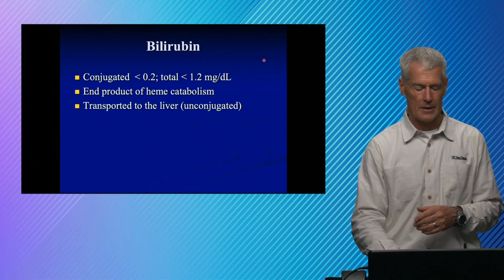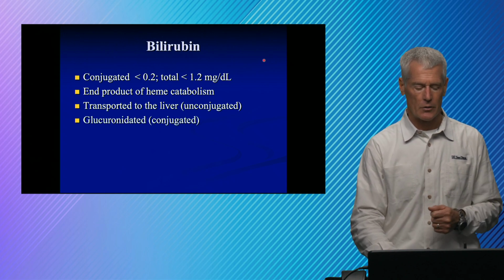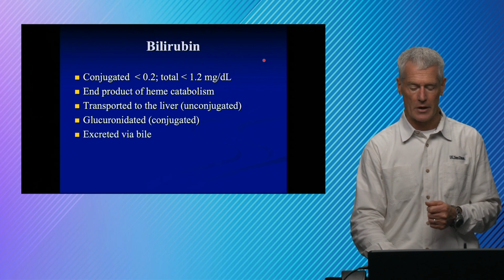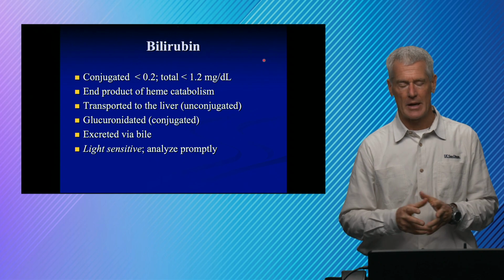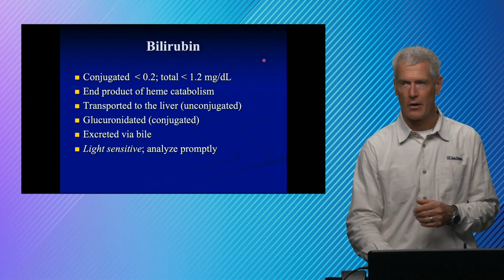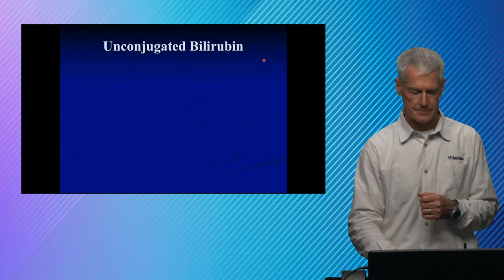It's the end product of heme. It's transported unconjugated, bound to albumin. It's glucuronidated in the liver, and it's excreted in the bile. It is light sensitive, and so if samples have sat around, then you could get an artificial lowering of the bilirubin. That's sort of analogous to what they do with bililights.